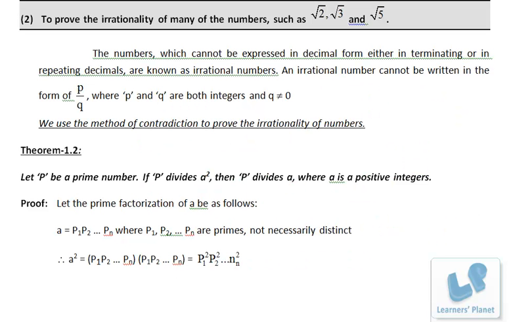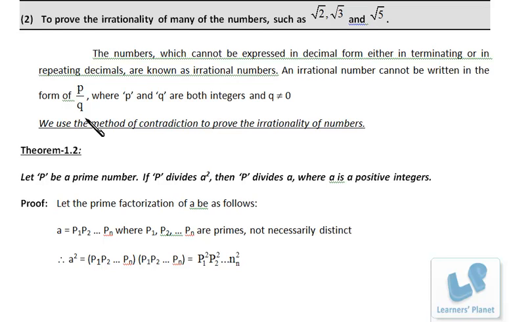Now the next thing is we use the basic or the fundamental theorem of arithmetic to prove the irrationality of many of the numbers. Now we have already discussed in our previous session what are irrational numbers, and you must be aware of that. Now just have a quick recap. What is an irrational number? The number which cannot be expressed in decimal form either in terminating or in repeating decimals are known as irrational numbers, right? That means an irrational number cannot be written in the form of p by q, where p and q both are integers and the denominator is not 0, right?